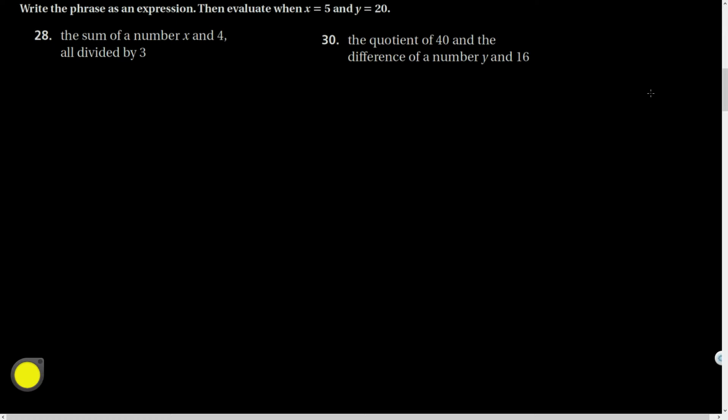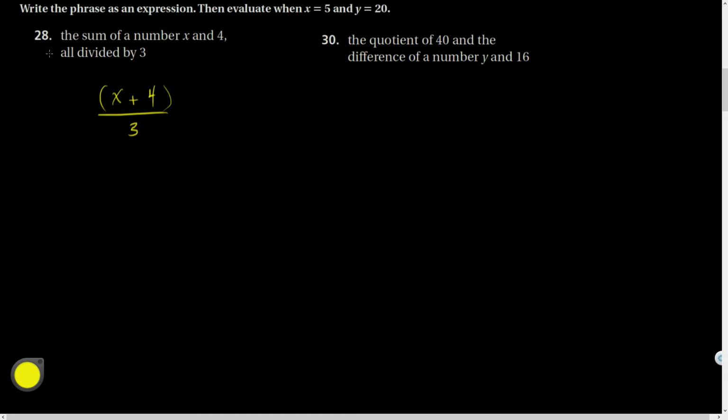Oh, product means multiply. Oh, yeah. Let's see, 28. Here we go. The sum of, now, sum is significant. It means addition within parentheses. All right. The sum of a number x and 4. And then they say all divided by 3. So you could write it that way, perhaps.